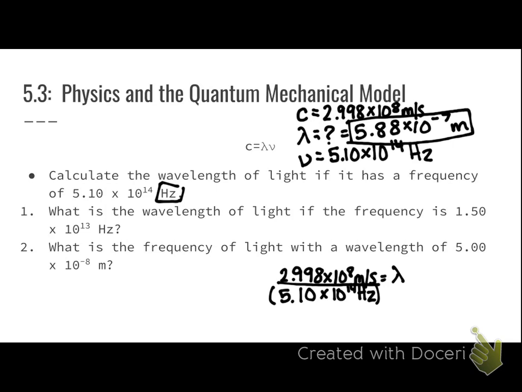Both times, we're going to know the speed of light because the speed of light is a constant, and all we need to do is put in the amount that we are given, which is either going to be the wavelength or the frequency, divide by that number, and we should be able to get our answer. And so, either way, solving the problems is going to be very similar.